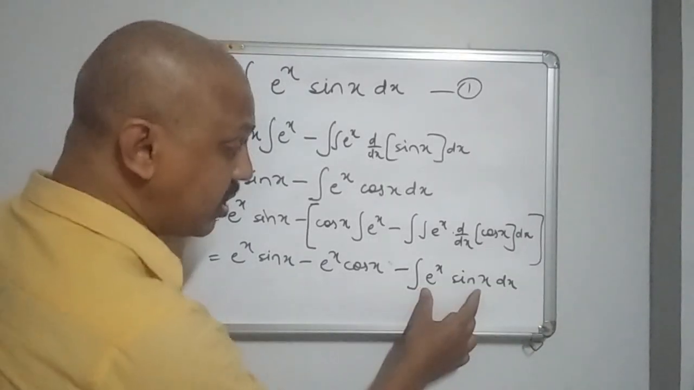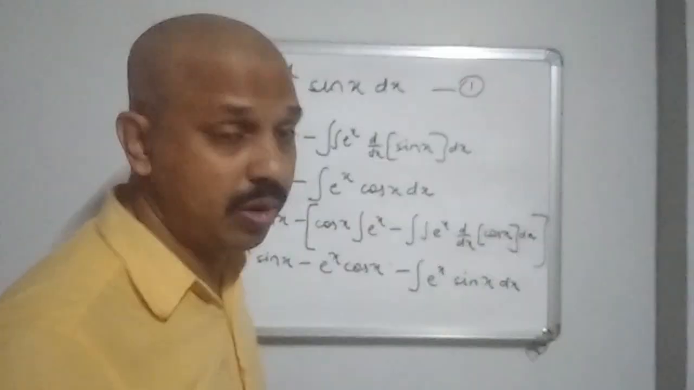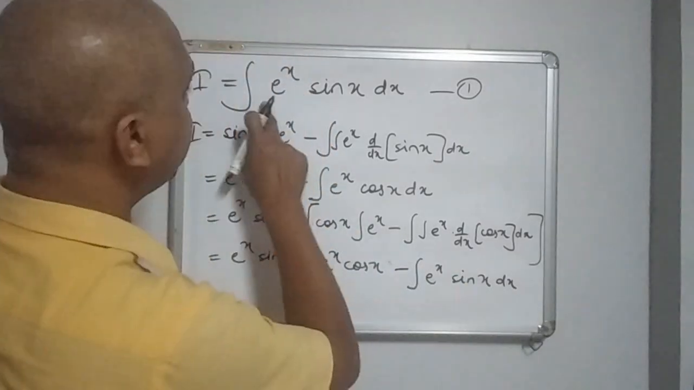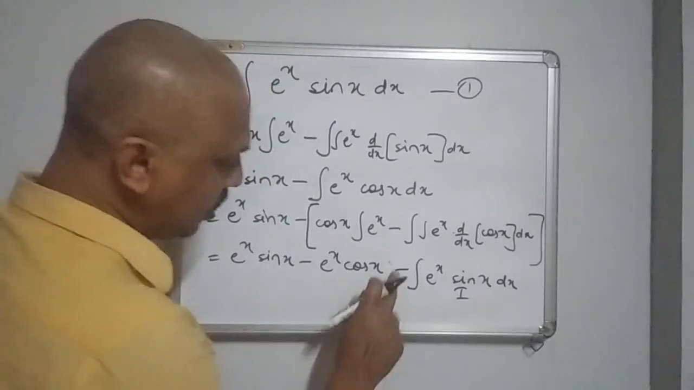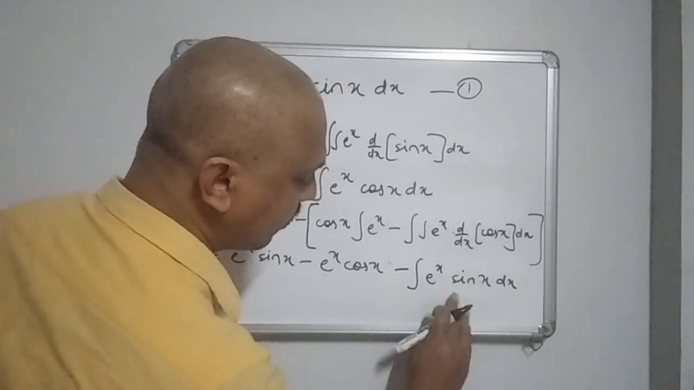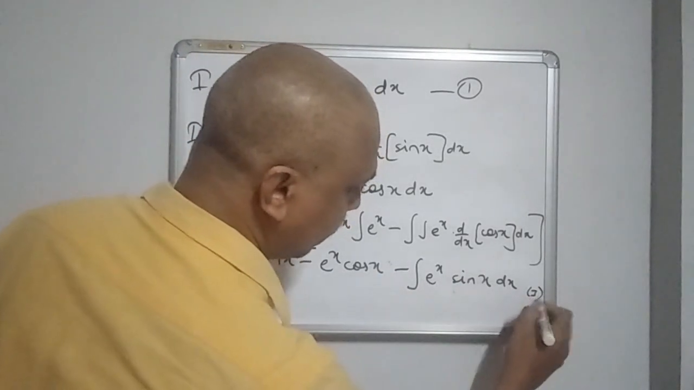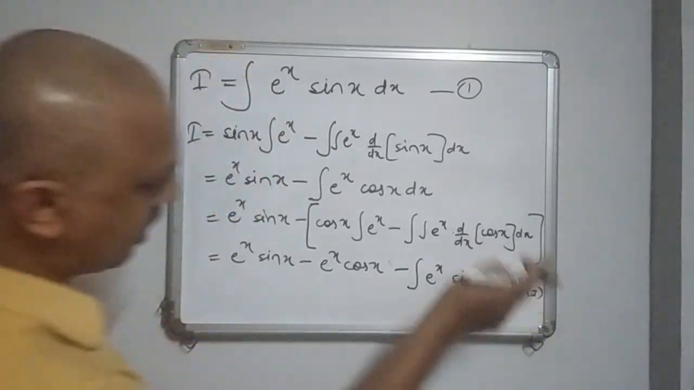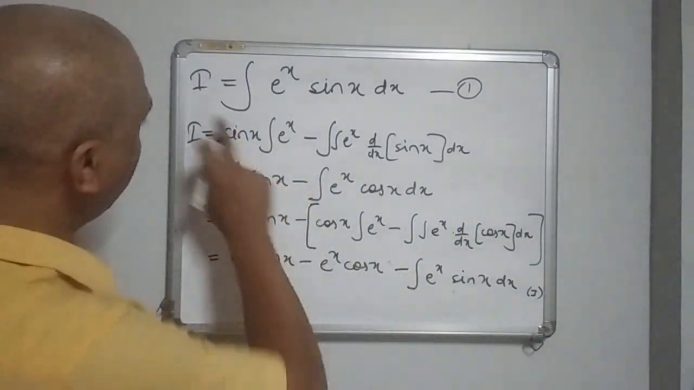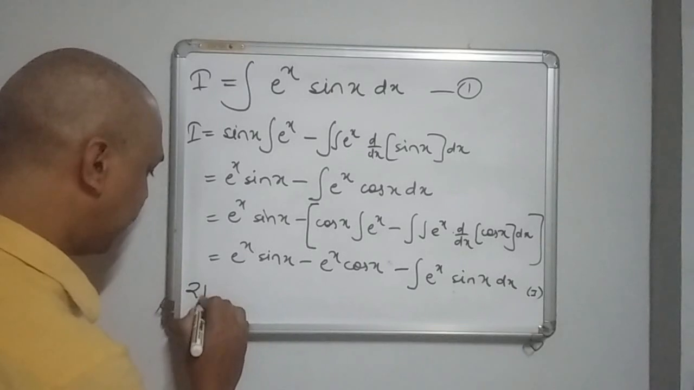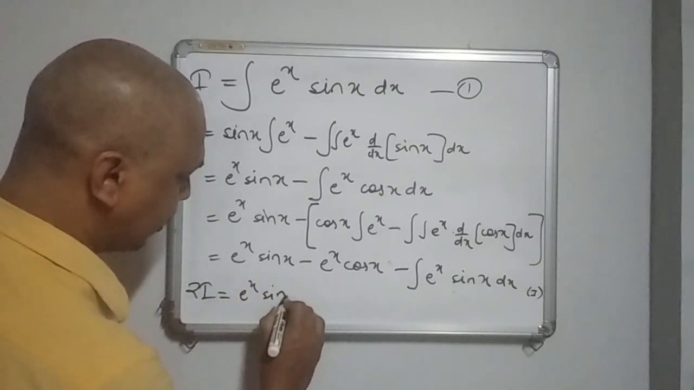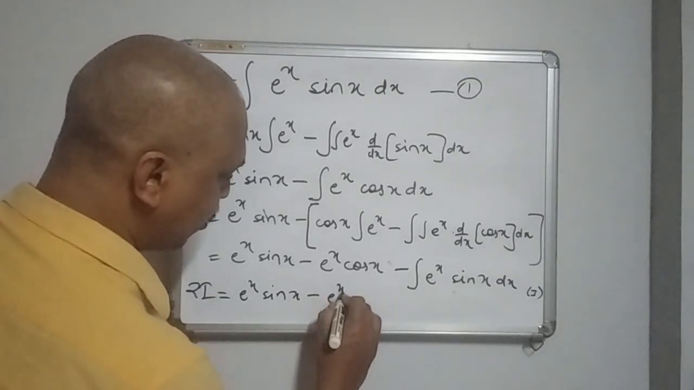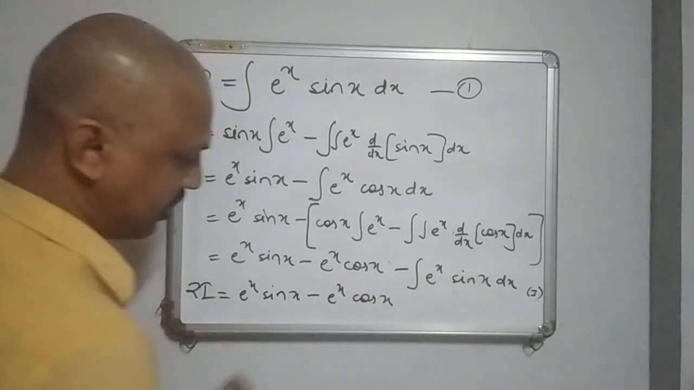Now are we going to solve this again using by parts? No. This e raised to x into sin x dx is I. So this is effectively minus I. So this is minus I, and it will come to the other side as plus I. So I plus I, 2I, is equal to e raised to x sin x minus e raised to x cos x.